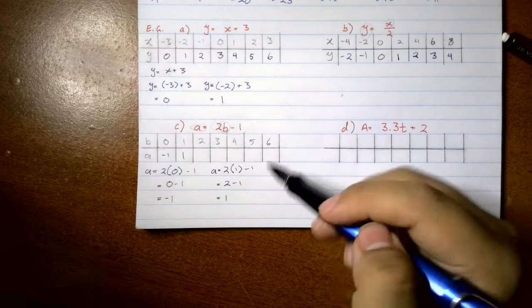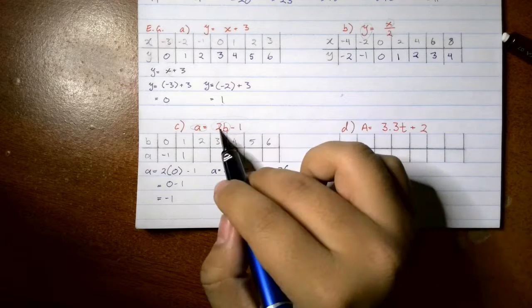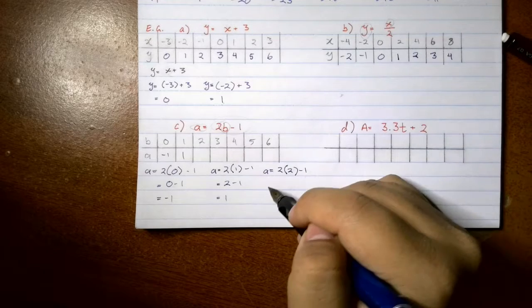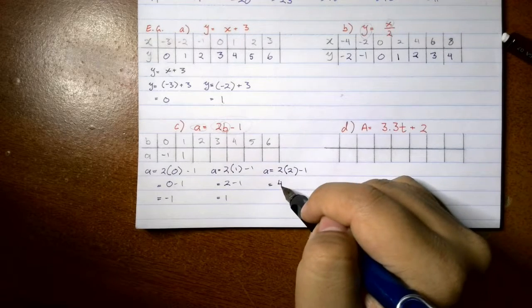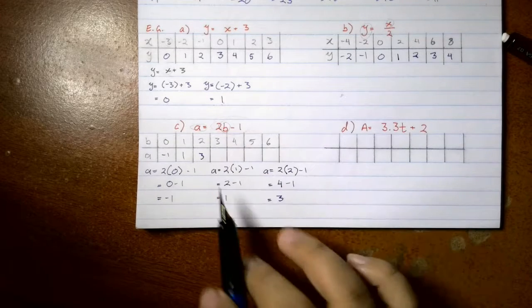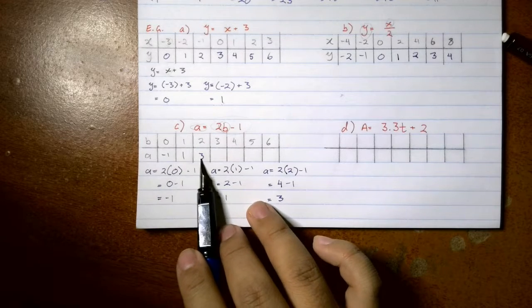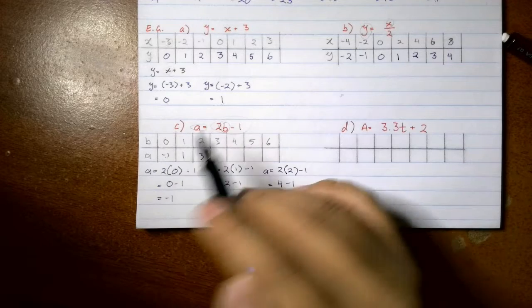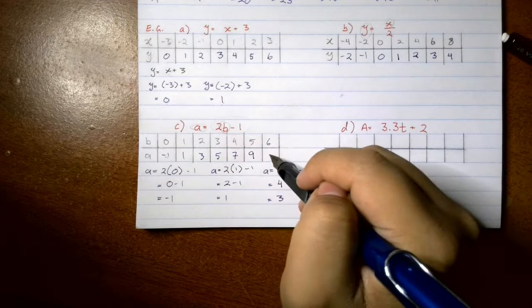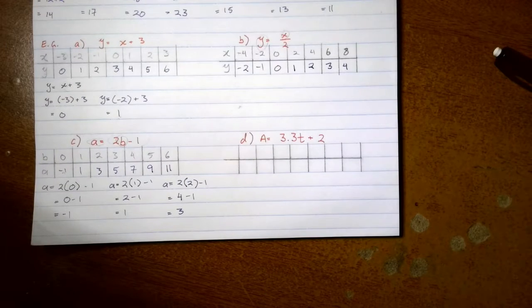We'll do one more, just so that we can see the pattern. It'll be A equals 2 times 2, which is the value we are now, minus 1. 2 times 2 is 4 minus 1, which is equal to 3. Negative 1, 1, 3, that's going up by 2's, so the next one will be 5, 7, 9, 11. We'll do one last one here.